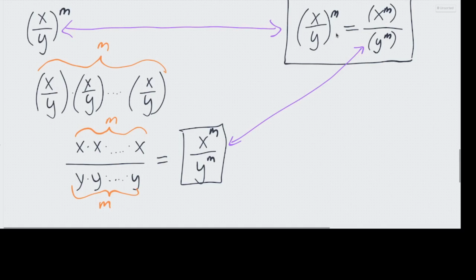Just one other note: the only thing that you can't do with this exponent property is have y equal to 0, because you still can't divide by 0. That's still a rule, but for any other values for x, y, and m, this property will always be true.